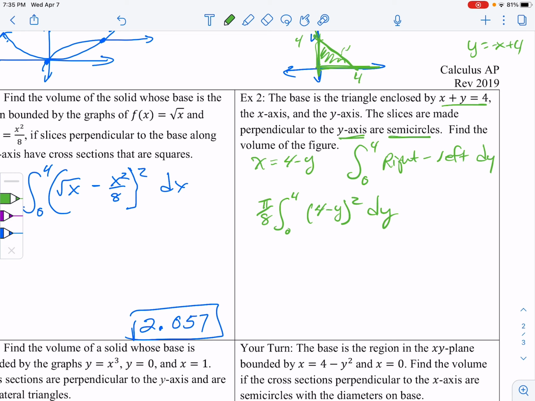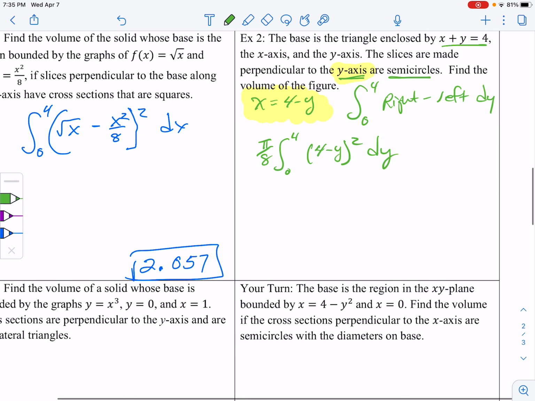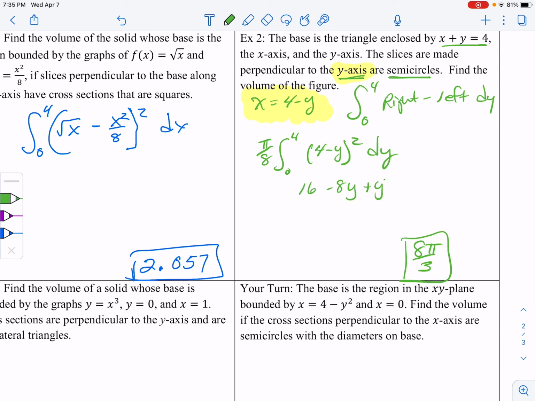Okay? Key thing here, solve your equation for x. X equals, when you're going against the y-axis. Okay? I did the math. Actually, I did this one by hand and get 8 pi over 3. Because you can FOIL this. You get 16 minus 8y plus y squared dy. And you know how to integrate that.